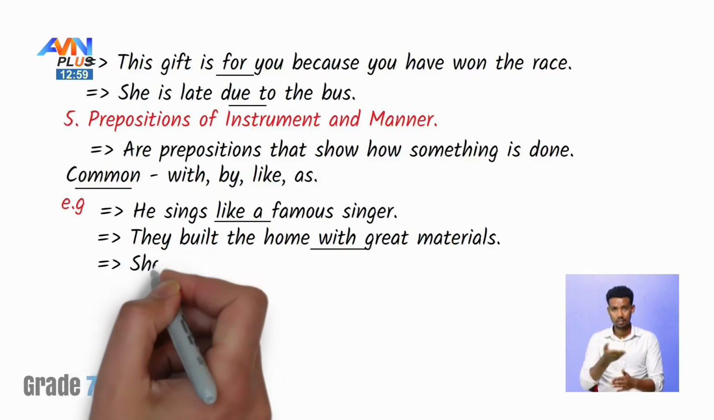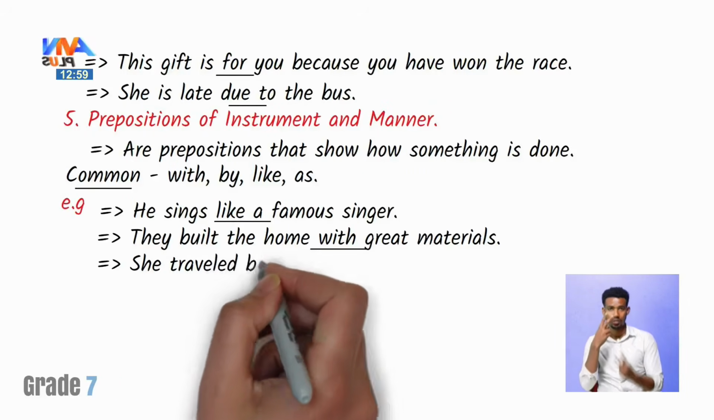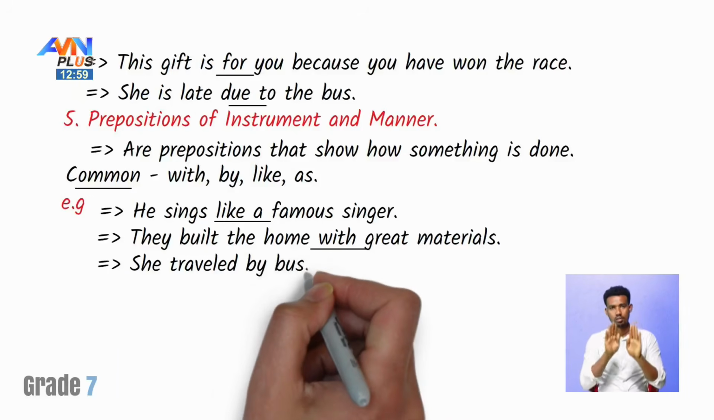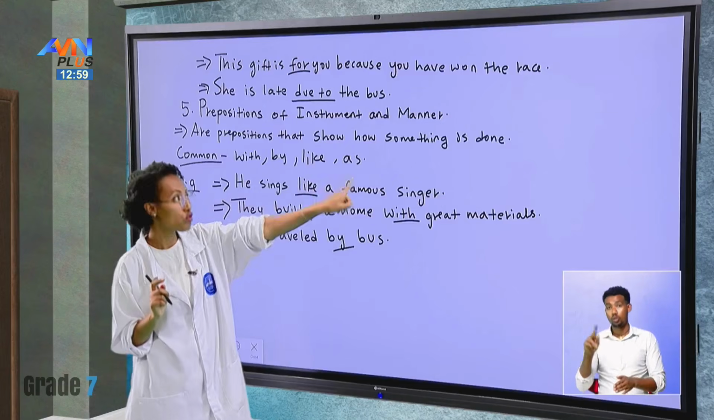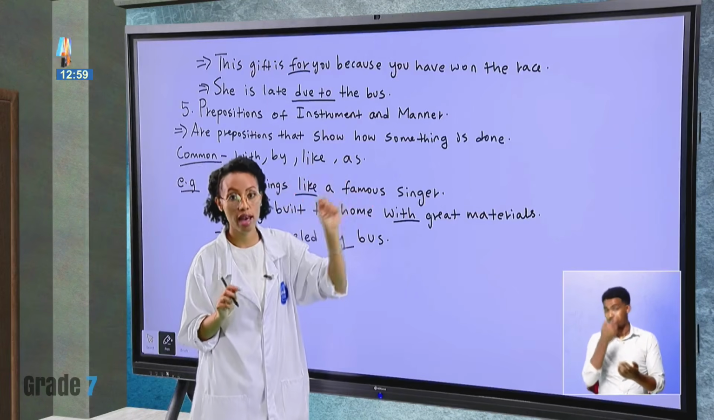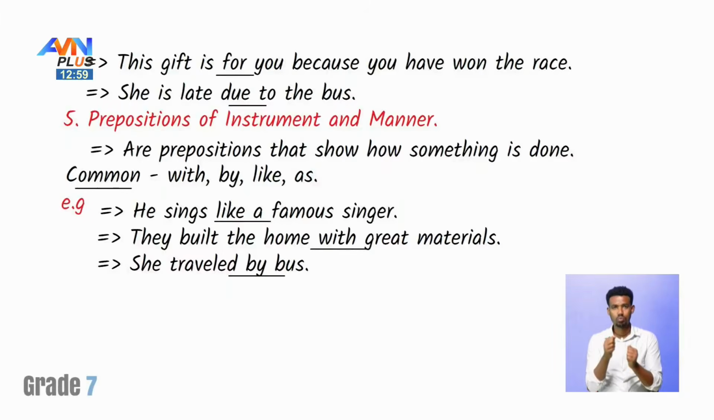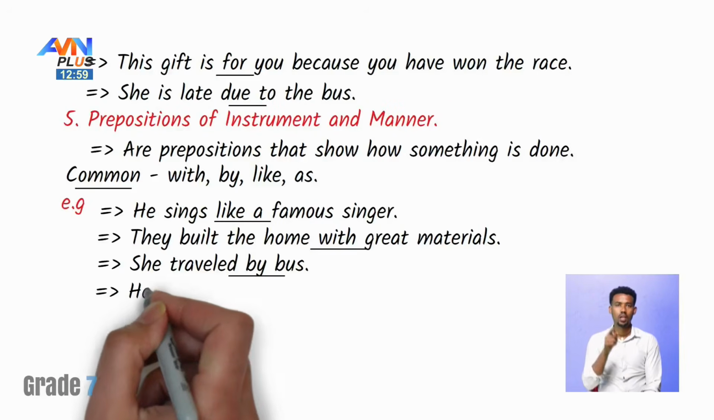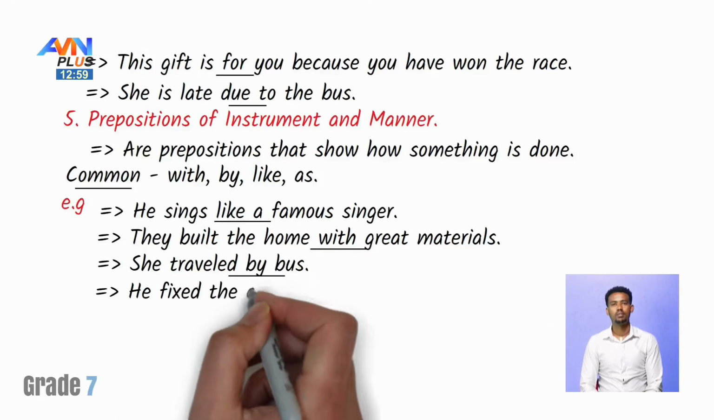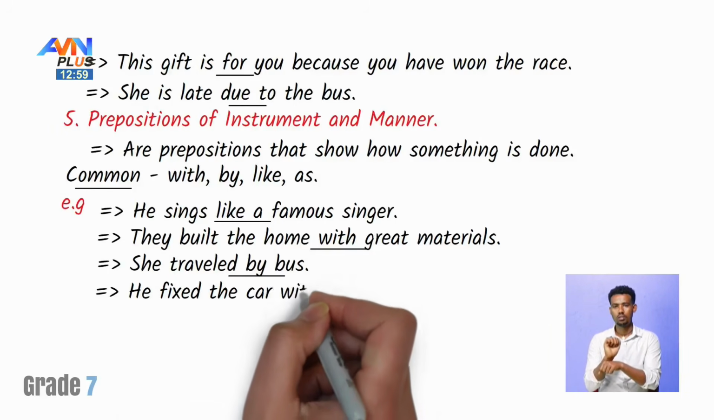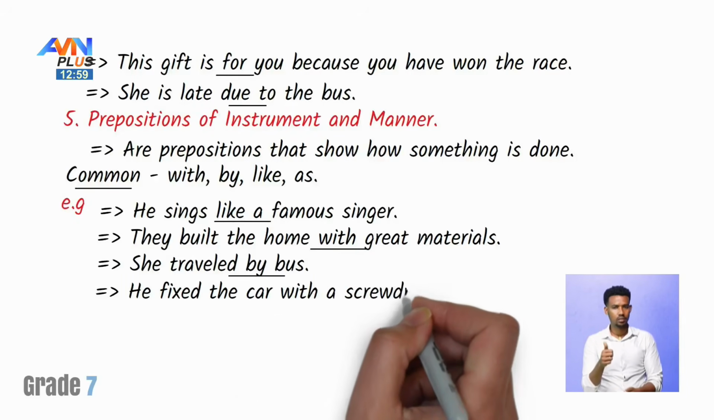Another example. She traveled by bus. Again, we're showing a preposition of instrument because she has used that certain vehicle to travel in. Okay, another example. He fixed the car with a screwdriver.